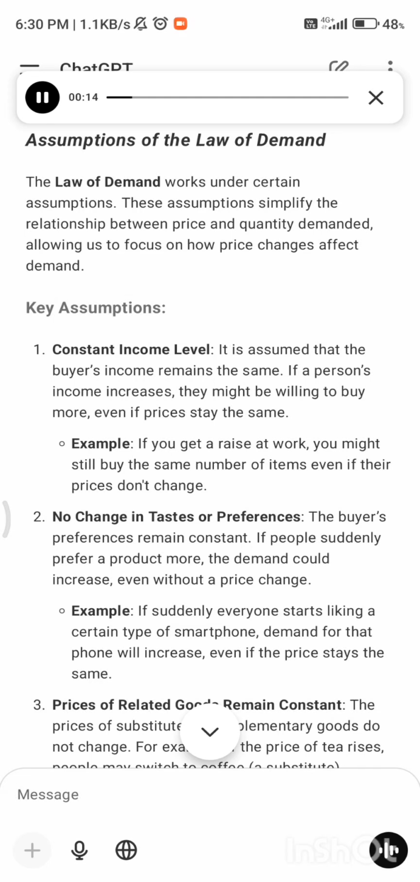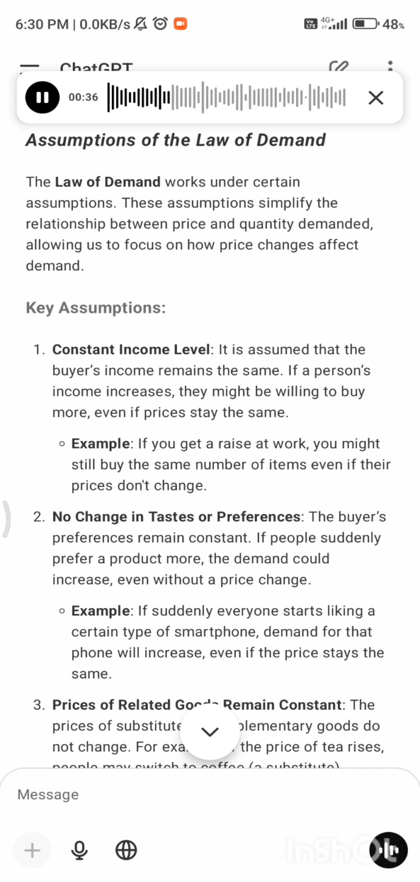Key assumptions. 1. Constant income level. It is assumed that the buyer's income remains the same. If a person's income increases, they might be willing to buy more, even if prices stay the same. If you get a raise at work, you might still buy the same number of items even if their prices don't change. 2. No change in tastes or preferences.